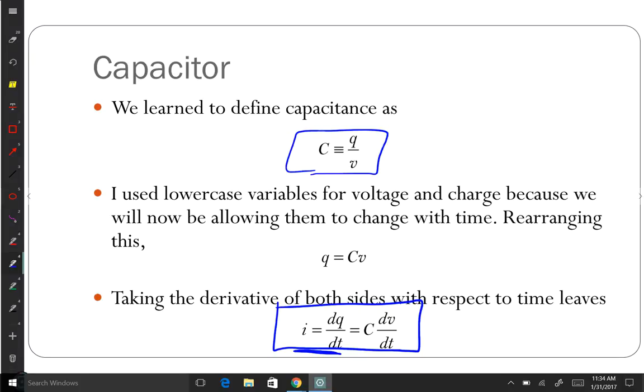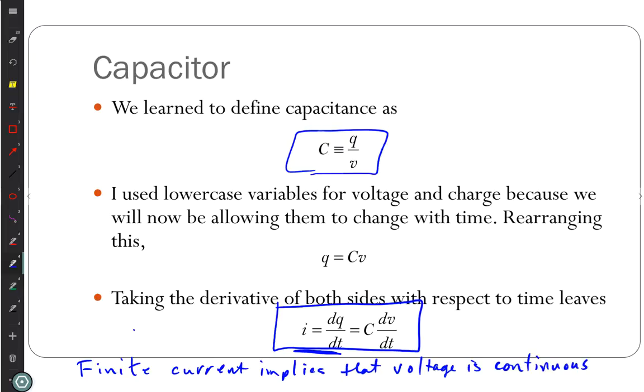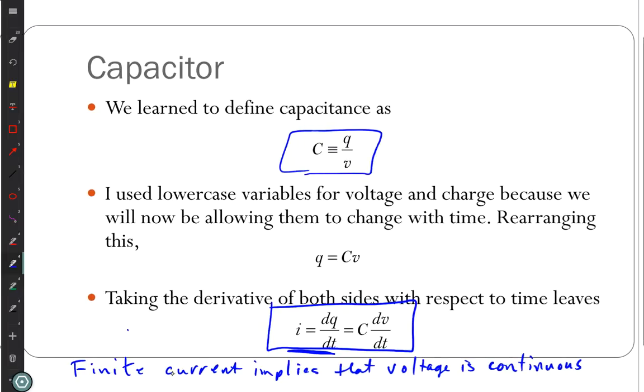So this sets a condition: finite current implies, it actually demands, that voltage is continuous. Continuous means that it does not jump. It can't go from 1 volt to 2 volts. It has to continuously move between 1 and 2 volts.